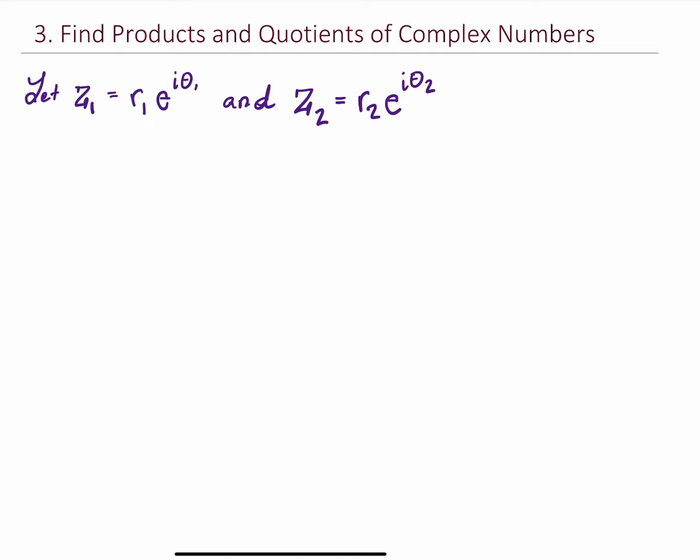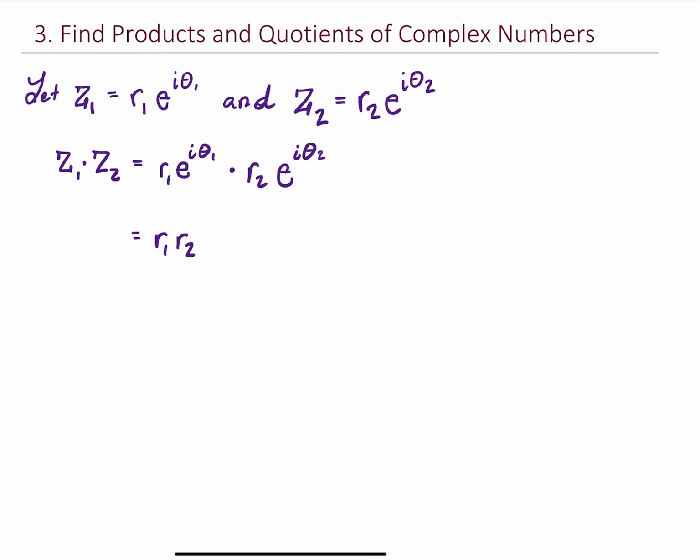So let's find out, using some rules of exponents, what a multiplication and division of these would be. So I can say z1 times z2. Well, this would be r1 e to the power of i theta 1 times r2 times e to the power of i theta 2. So this is all multiplying together, so we can put the r's together, r1 times r2.